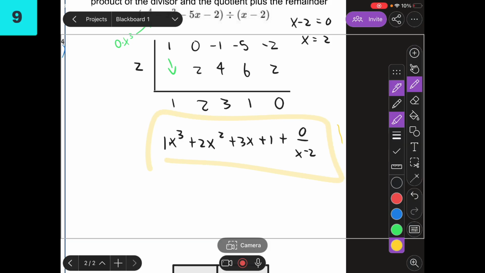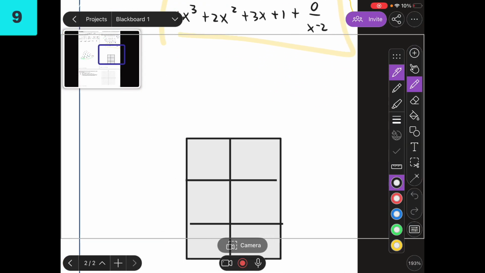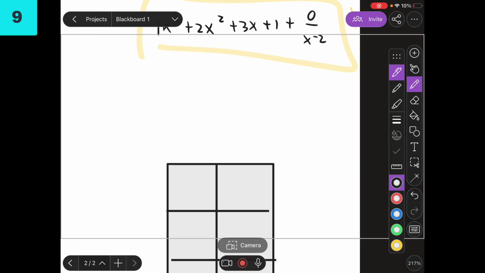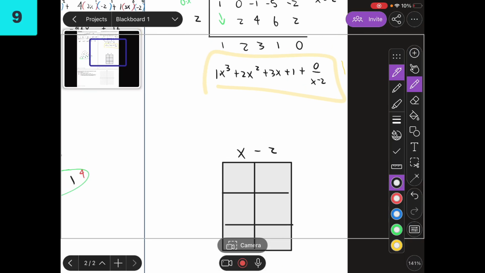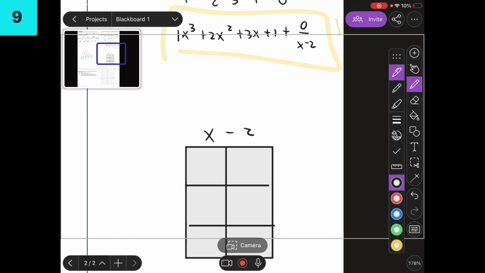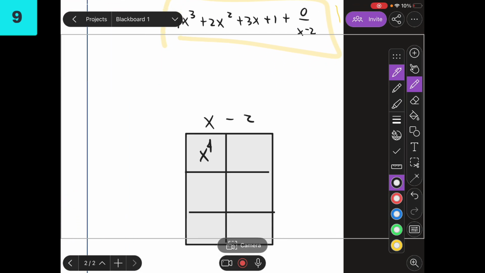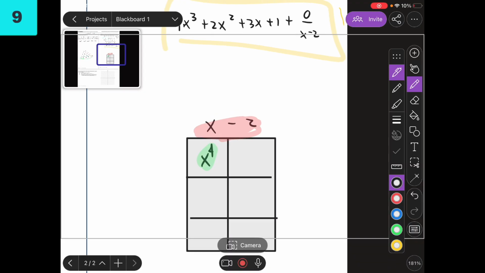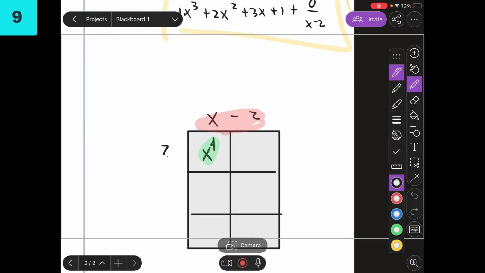And this is my final answer. You could have also solved this using the reverse box method. So if you use the reverse box method, you could have had x minus 2, I believe, and then x to the power 4. So these are givens, right? This is my divisor, and this is the first term from my dividend. Okay, so first thing I want to do is find out what this is. X times x cubed gives me x to the power 4. This means this is -2x cubed.